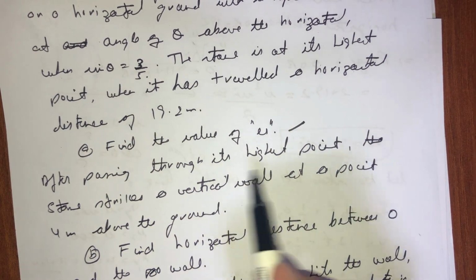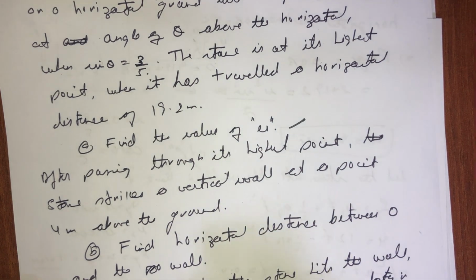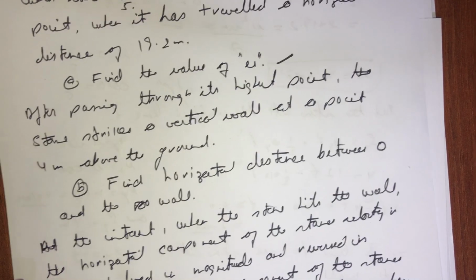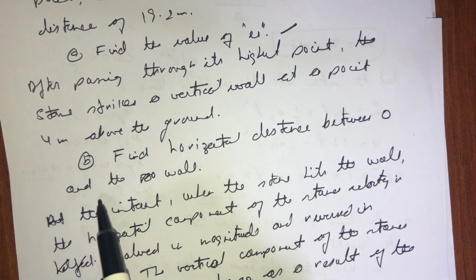After passing through its highest point, the stone strikes a vertical wall at a point 4 meter above the ground. Based on this information, we are going to find out B. Find the horizontal distance between O and the wall.